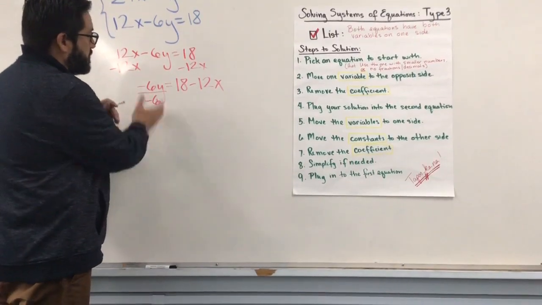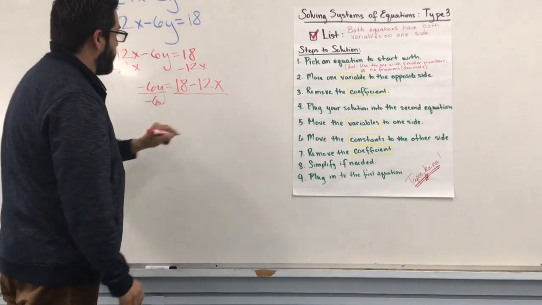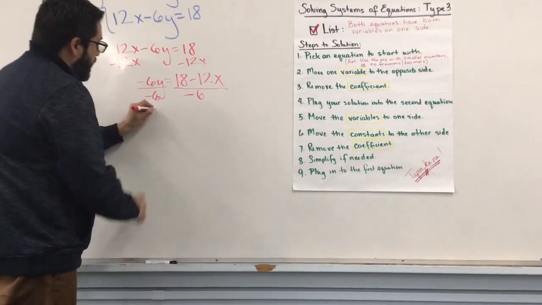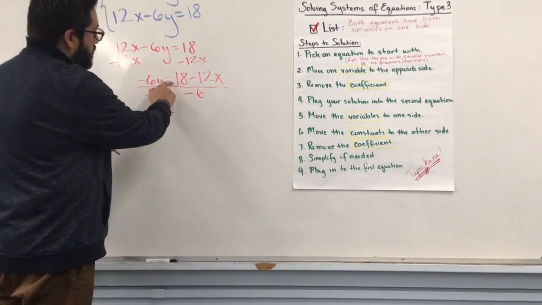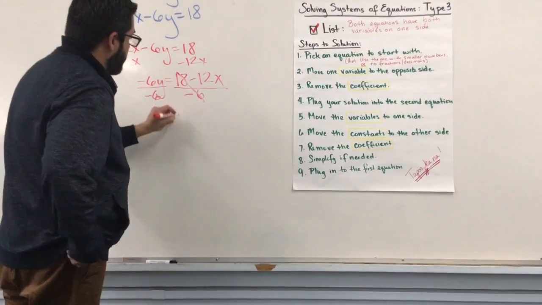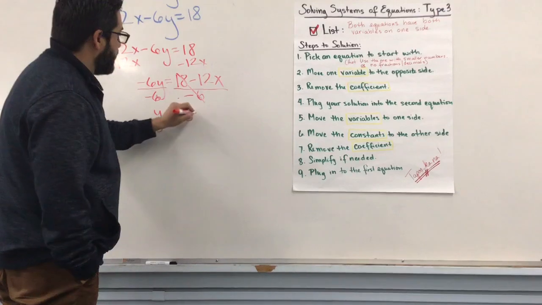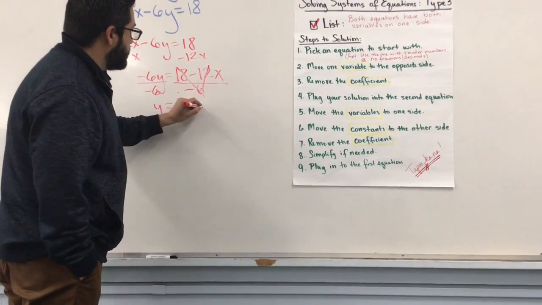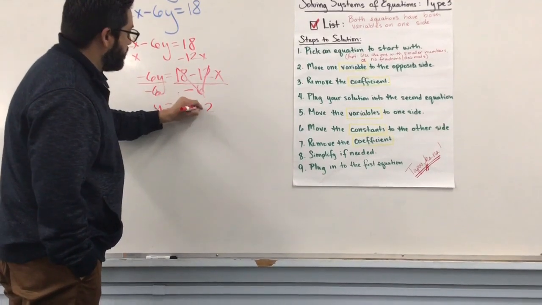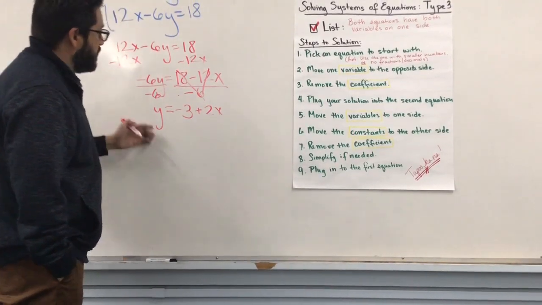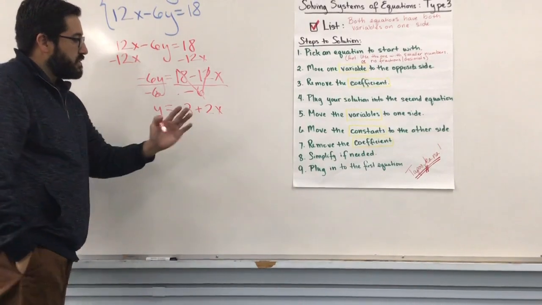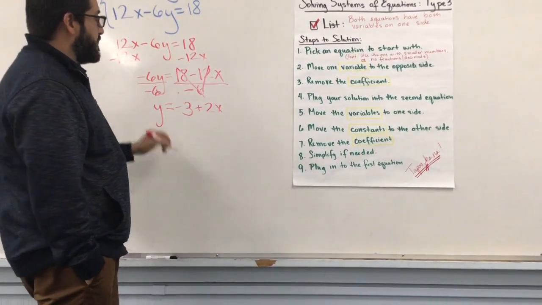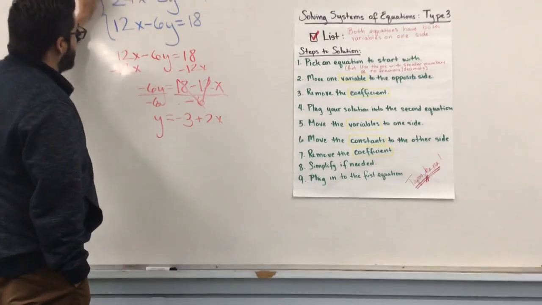Now I need to remove my coefficient right here. Divide both sides by 6. We're going to do that using our opposite operation. So we're multiplying, that way we'll divide. And now y equals 18 divided by 6 would give us negative 3. This is a negative 6 right here. And then 12 over 6 would give us 2. Since they're both negative, that's going to leave me with a positive number. So now I have y equals negative 3 plus 2x, and now I get to plug my solution into the next equation, step 4. So I'm going to plug that in right here.